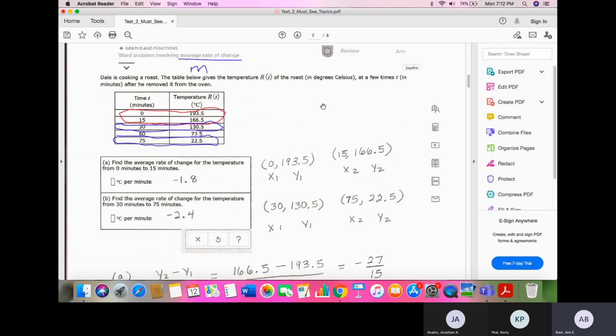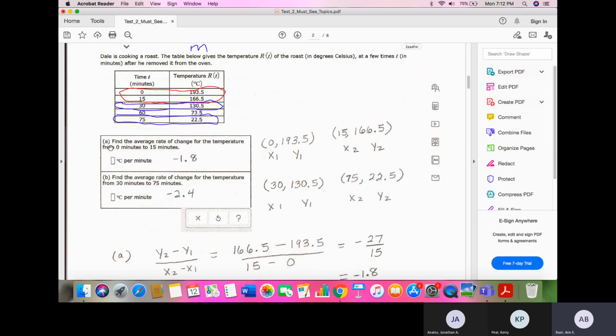So you definitely want to keep that in mind when we do this problem. Dale is cooking a roast. That sounds really good. The table below gives the temperature R of T of the roast in degrees Celsius at a few times T in minutes after he removed it from the oven.